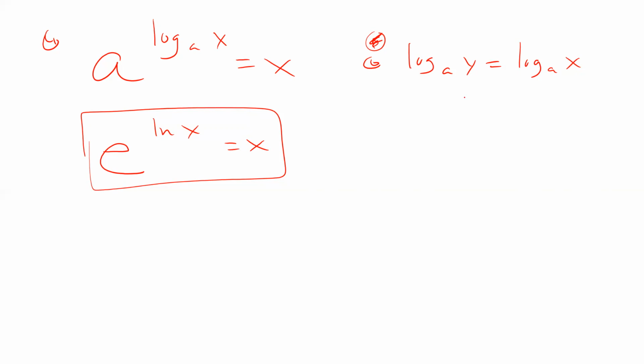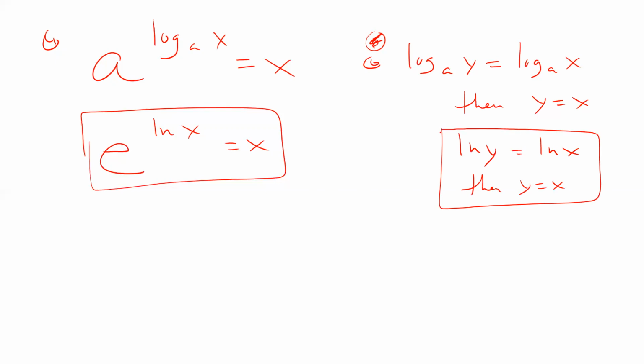So if that's true, then this is true. Y equals x. That's the rule. That's the original rule in terms of logs. Boom. In terms of natural log, what do you guys say? Ln x equals ln y. So if that's true, then that is true. So there's my final rule right there.